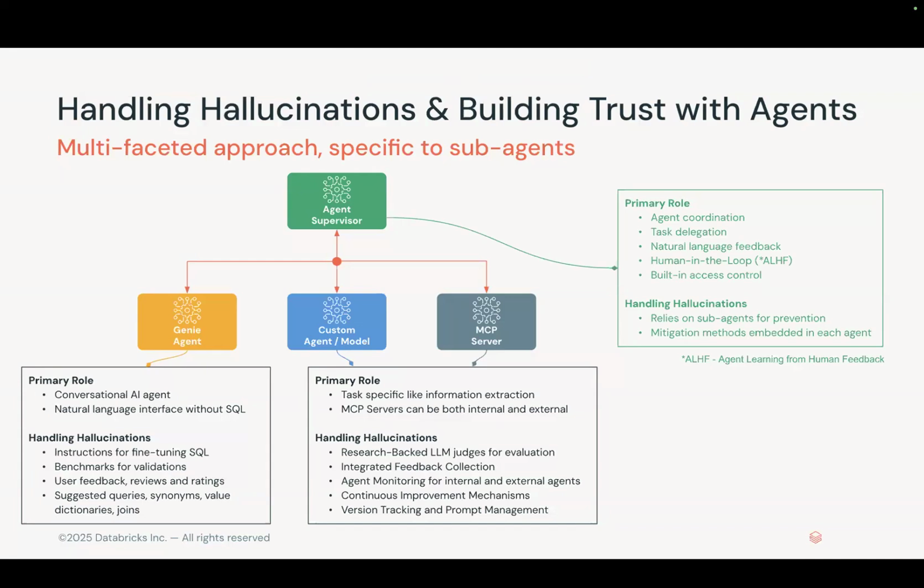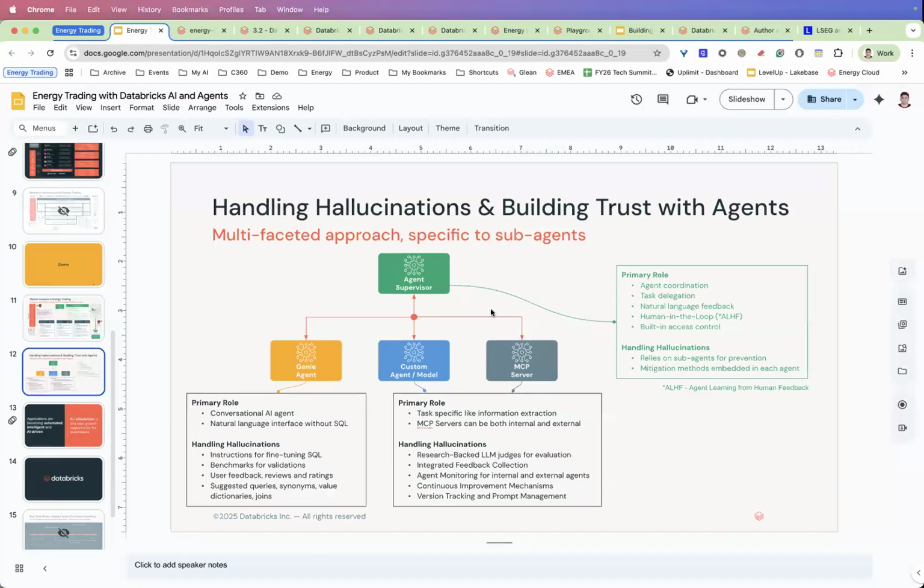Using Delta and Iceberg tables with Lakebase for low latency serving, or even agents outside Databricks. With MCP, you don't have to have all the agents on Databricks. You could have an agent on some third-party platform connected using MCP and then orchestrate with the agent supervisor. So there are multiple approaches, let's say. Okay. Thank you.